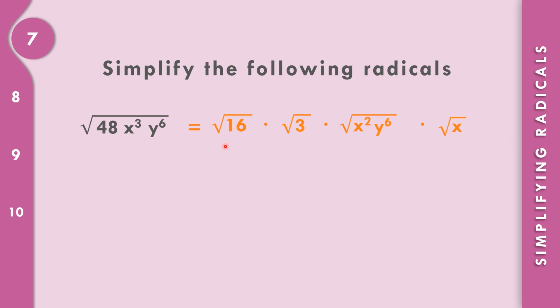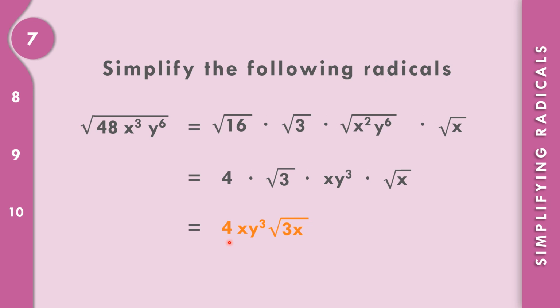So what could be the square root of 16? That is exactly equal to 4. So square root of 3, copy. The base x, 2 divided by 2 is 1. So x to the 1 or x only. While y, 6 divided by 2, that is equal to 3. So x, y cubed. So we have no square root of x, so let us copy. Multiply outside the radical sign. So that is 4, and then copy xy cubed. Multiply inside the radical sign. So that is the radical. 3 times x, that is 3x. So the final answer is 4xy cubed square root of 3x.